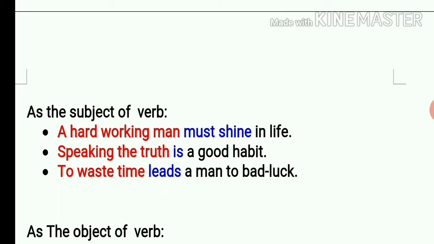Here are some examples, and in these examples, the red colored groups of words or phrases are noun phrases, and the blue colored words are verbs. The first one, a hard-working man, is a noun phrase because it is headed by the noun word man, and this whole phrase works as the subject of the verb must shine. The second one is speaking the truth.